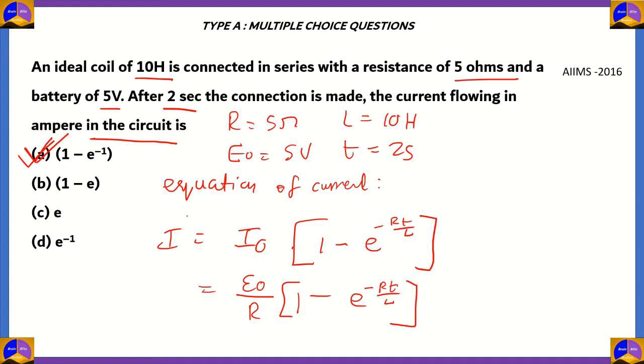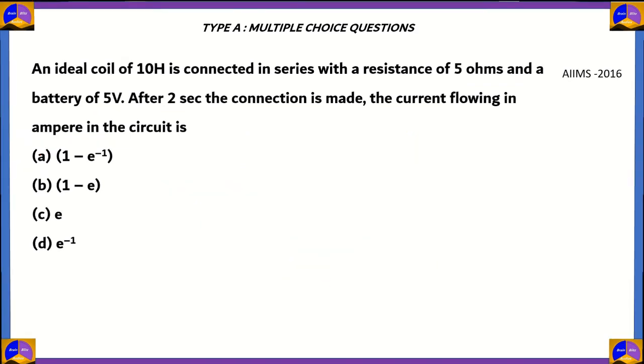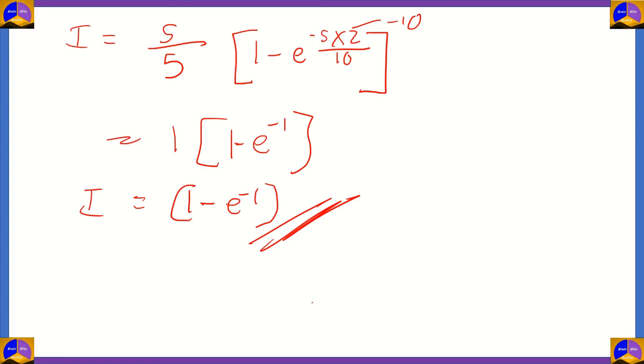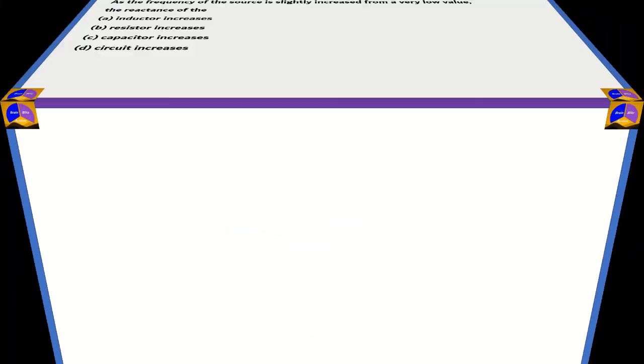For that, all we had to do was use the equation of the current. I is equal to I naught into 1 minus e raised to minus Rt by L. And in this equation, we just replaced I naught as E naught by R using Ohm's law. And then what we had to do now was basically put in the values, and after putting in the values, you can find that I is now equal to 1 minus e raised to minus 1.